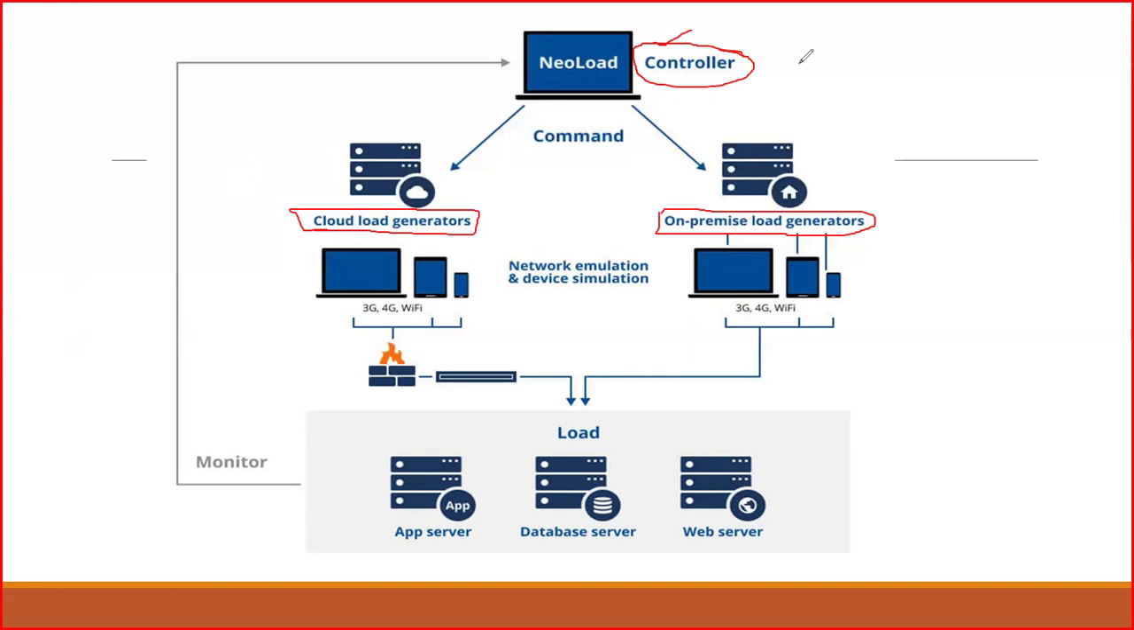Once the controller has recorded the script and you have done the scripting enhancements and test execution setup, you need to trigger the test. In order to trigger the test, you'll set up one command here in the controller. You will add all these LGs, whether they are cloud load generators or on-premise load generators, in the controller and in the test execution setup. Your controller will then send one command to the load generators to start sending requests to the server. So as I mentioned, there are two types of load generators, cloud as well as on-premise.